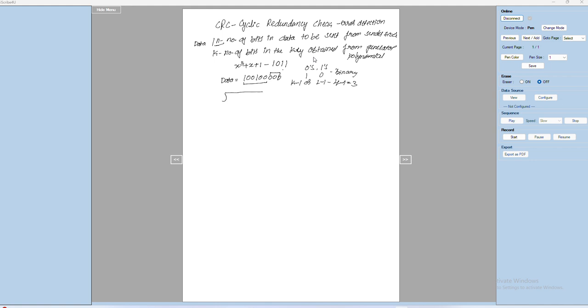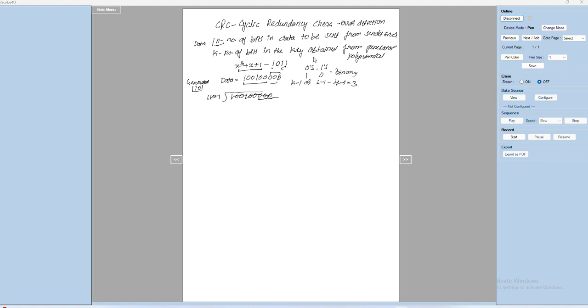Here will be the divisor. The divisor will be the generator, that is 1 0 1 1. Using this given expression we have calculated this generator. But to solve this problem, I am taking a generator 1 1 0 1. So this is the given data. This is the generator, that is 1 1 0 1 1 0 0 1 0 0 0 0.